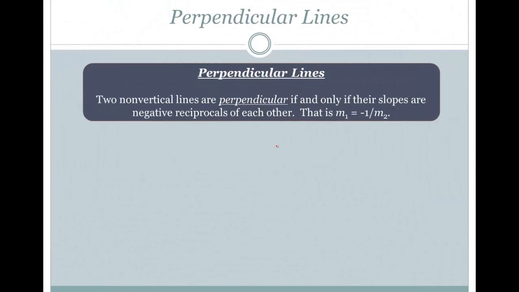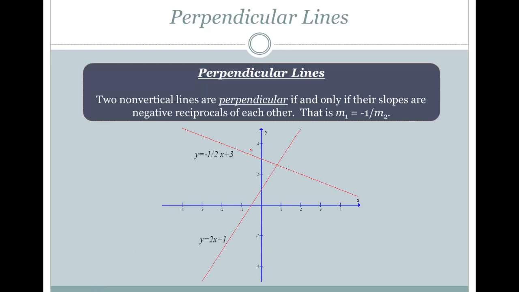Perpendicular lines, on the other hand, have the characteristic that the slope of one is the negative reciprocal of the slope of the other. So let's take a look at an example. If you look at these two equations, we've got perpendicular lines right there. If I look at the slope of this line, the slope of this line is 2. So if we let M1 equal 2, then M2, up here we can see, is negative 1/2. These are negative reciprocals of each other. So these two lines are perpendicular.